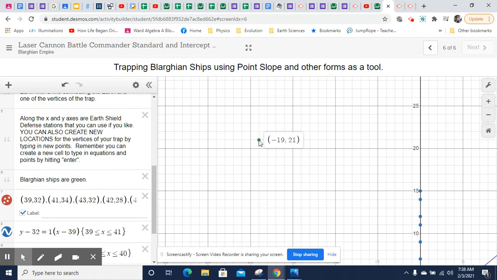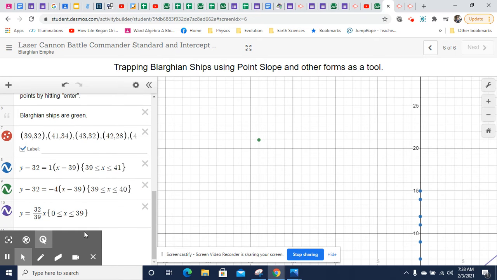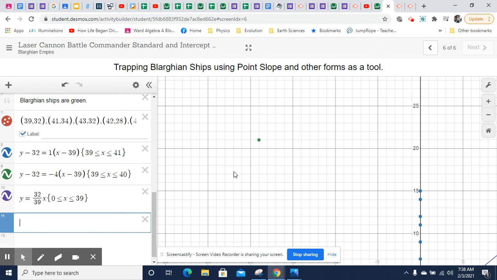This Blargian ship is at (-19, 21). So what I need to start off by doing is plot some points around (-19, 21). All right, very important point: Blargians can break through horizontal and vertical lines. So avoid having horizontal lines, and avoid having vertical lines. For some reason, they can't get around the diagonal or slanted lines.